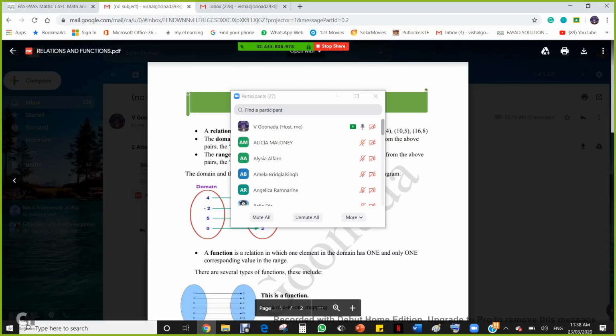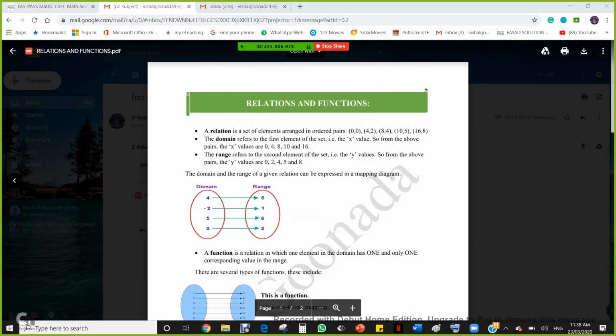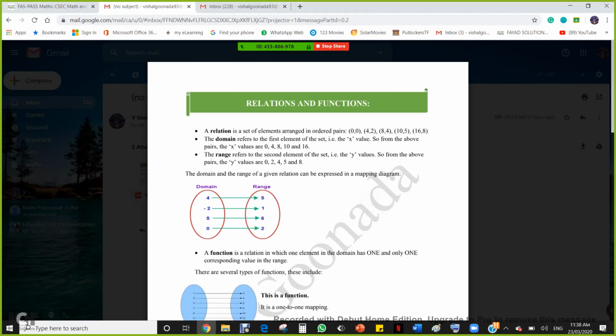Okay, so I'm going to start. In this one, this topic is called relations and functions, right? So you need to know what is a relation and what is a function as well.